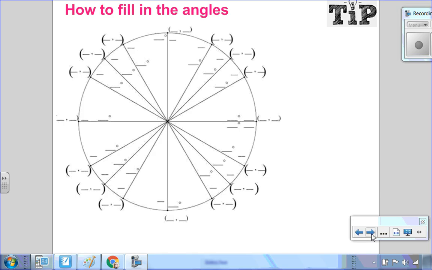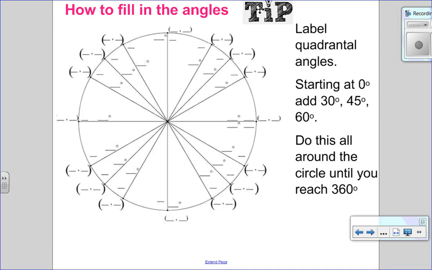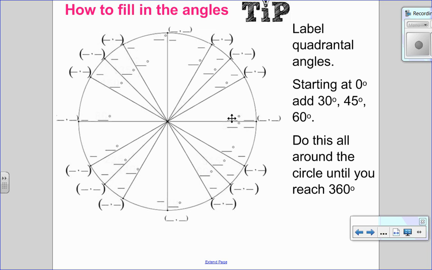In this video, I'm going to show you how to fill in the unit circle using patterns. So let's start with the angles first. My tip for you is let's start by labeling the quadrantal angles. Those are the ones that fall onto the x or the y axis. So I have 0, 90, 180, 270, and 360.